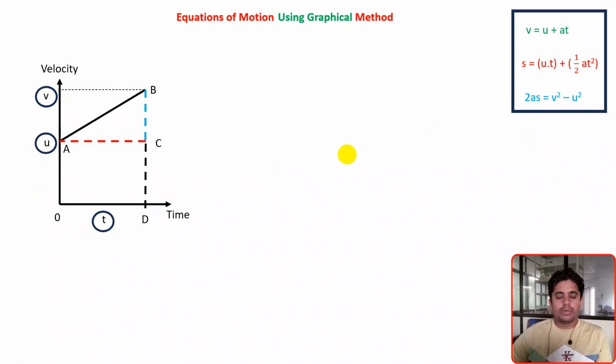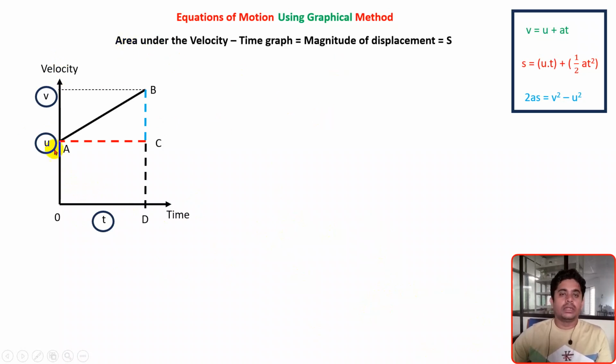There are three conclusions from the distance time graph and velocity time graph. The slope of the line in distance time graph gives us velocity. That is the first one. Second conclusion is the slope of the line in velocity time graph gives us magnitude of acceleration. And third, the area under the line or area under the curve in velocity time graph gives us the magnitude of displacement. So here area under the velocity time graph gives us the magnitude of displacement. With this basis we will move ahead.